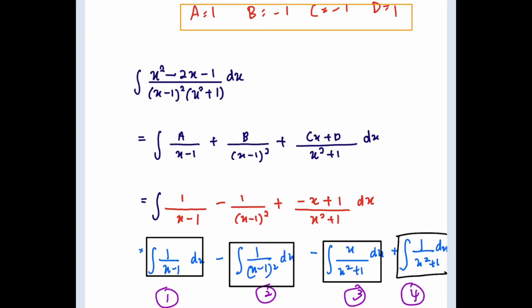So for the first one is integrate 1 over x minus 1 dx. For the second one, minus integrate 1 over x minus 1 squared dx. For the third one, this is minus integrate x over x squared plus 1 dx. And for the fourth one, this function here, this is plus integrate 1 over x squared plus 1 dx. So let's solve this one by one. I have named it number 1, number 2, number 3, number 4. Let's solve it separately and rewrite the answer here.